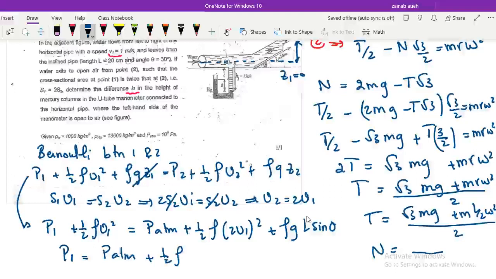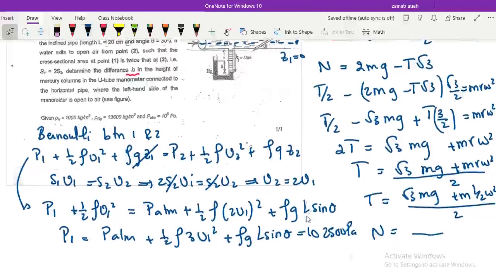minus 1 squared, so I will get 3 V1 squared like this. 4 minus 1 is 3 V1 squared, sorry, without the bracket. 3 V1 squared, and what's left is plus rho G L sine theta. You have everything, you can calculate P1. You will get P1 equals 102500 Pascal. So this is the answer.